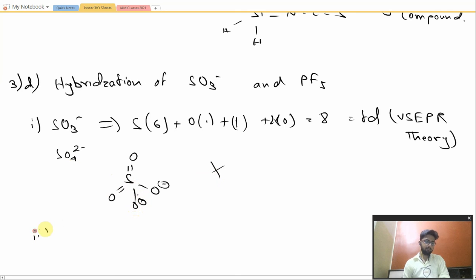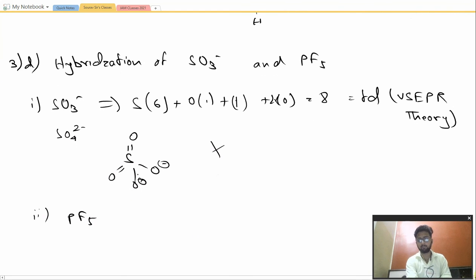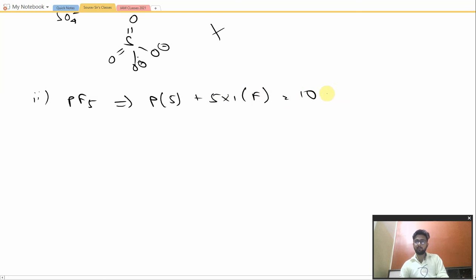Moving on to PF5. PF5 is obviously right, because we know that this compound exists. Let us calculate the contribution for P. P has a valency of 5, and each of the 5 F contributes 1 electron, so 5 into 1 for F. This is equal to 10, and from VSEPR theory we know that it acquires TBP, that is trigonal bipyramidal geometry.